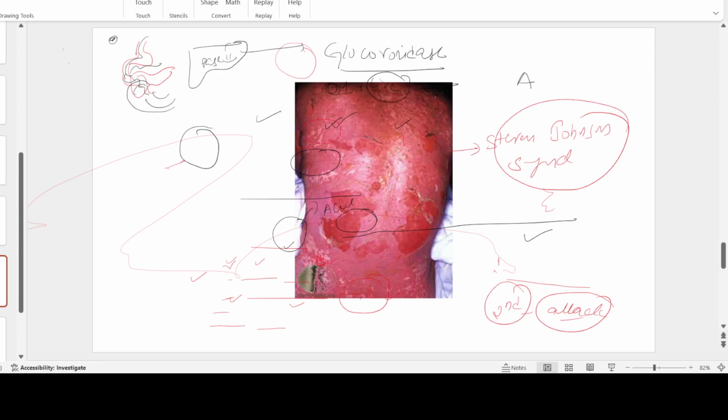And this Stevens-Johnson syndrome is caused by a drug. Which drug is that? I have already discussed it. That is atazanavir. They can ask you this question: atazanavir. What is the spelling here? Atazanavir. Okay, so that's all you need to understand.